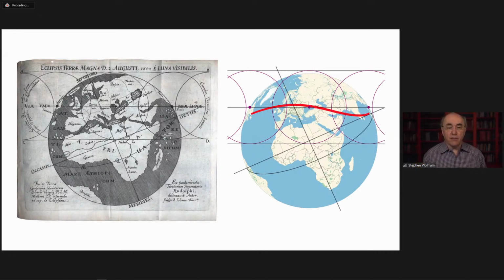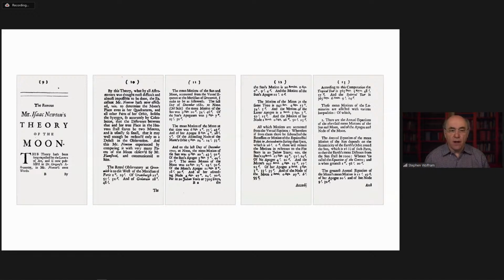Still, in 1702, Newton was happy enough with his results that he allowed them to be published in the form of a 20-page booklet on the theory of the moon, which proclaimed that by this theory, what by all astronomers was thought most difficult and almost impossible to be done, the excellent Mr. Newton hath now effected, viz. To determine the moon's place, even in her quadratures, and in all other parts of her orbit, besides the syzygies, so accurately by calculation that the difference between that and her true place in the heavens shall be scarce 2 minutes.